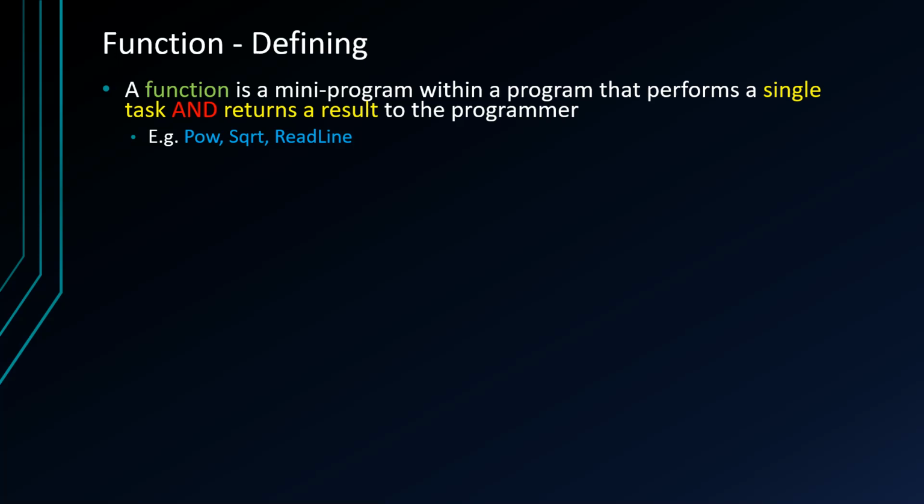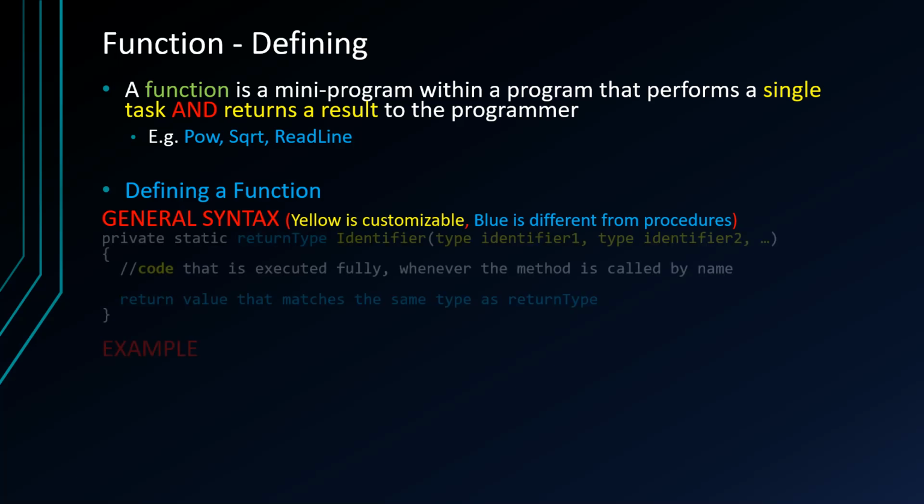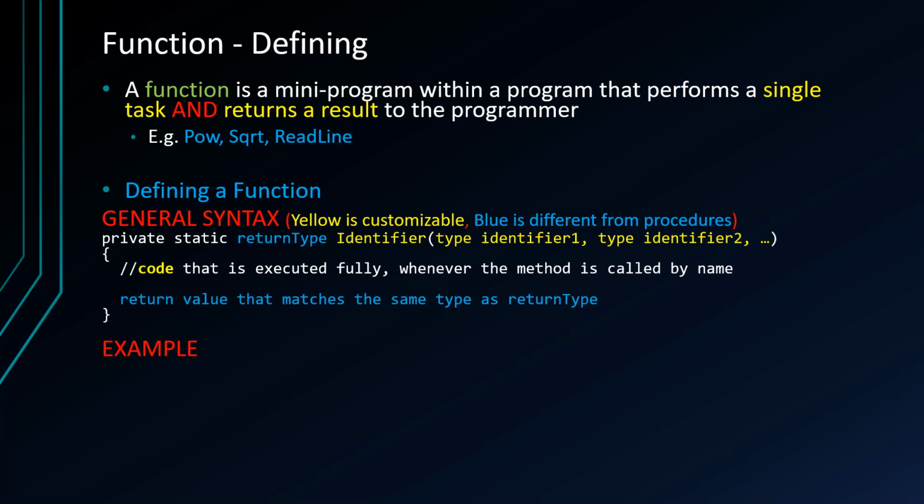So let's take a look at the general syntax to create a function. One good thing is the fact that it's almost identical to a procedure with two small differences. So again, yellow is customizable. Blue is the only different things from yesterday to today. So we still start with private static because it's still something that we're defining outside of the main method. Now, instead of the word void, we now have return type. We'll get into that in just a moment, what that actually means.